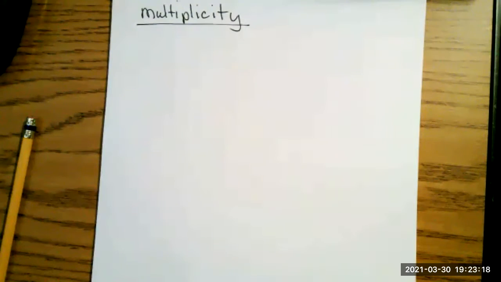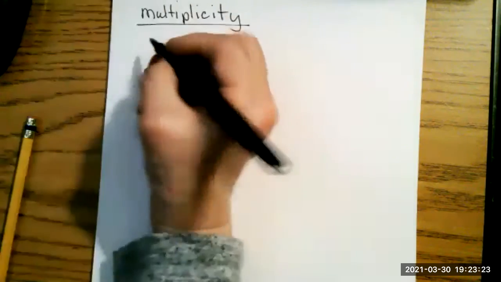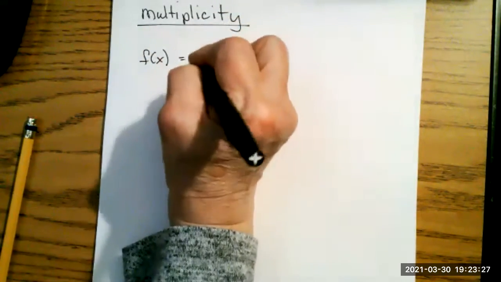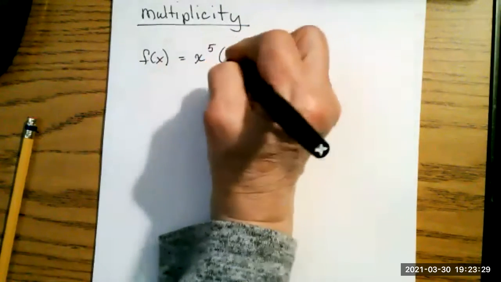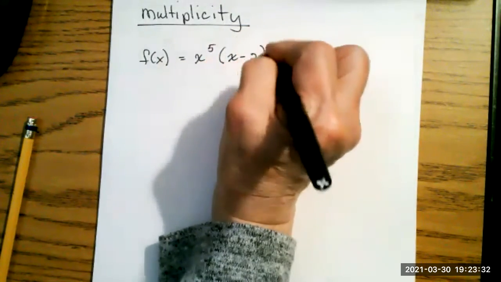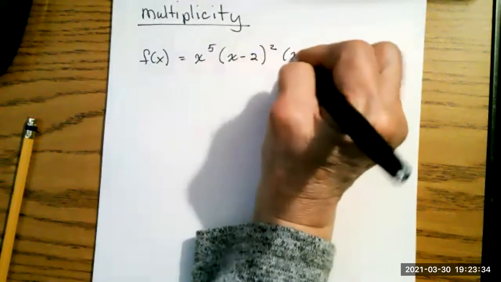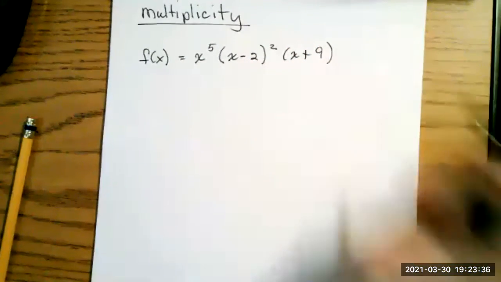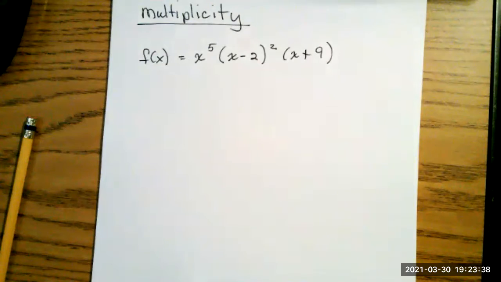You're going to find the multiplicity of each 0. And let me show you what these look like. F of x equals x to the 5th times x minus 2 to the 2nd times x plus 9. Those are factors. Those are not all multiplied out. So it'd be really hard for us to determine what that leading coefficient is right now because they're not multiplied out. Those are sitting as factors.